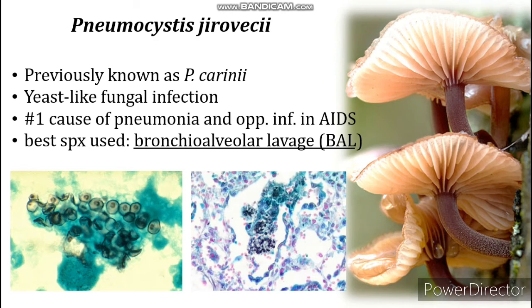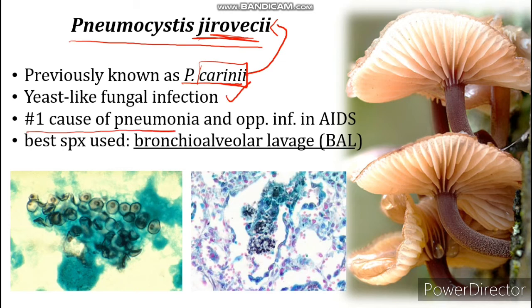Last opportunistic mycosis, you have your Pneumocystis jirovecii. Natandaan nyo, ang previous name niya is Pneumocystis carinii. Nung time namin, which is 3 years ago, bagong name lang si jirovecii. Ang mas common si carinii. Pero sa inyo, mas common ang ginagamit si jirovecii. It's a yeast-like fungal infection and it's the number one cause of pneumonia and opportunistic infection in the disease of AIDS. And the best specimen to diagnose Pneumocystis jirovecii is the BAL or the bronchoalveolar lavage.